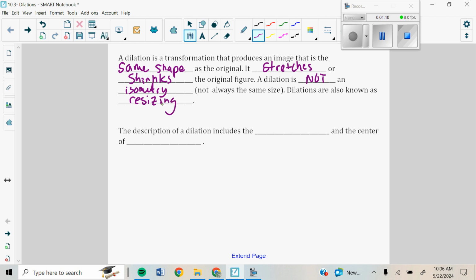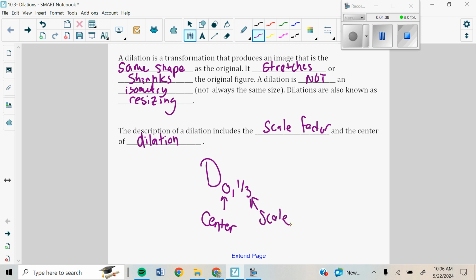All right, so the description of a dilation includes a scale factor and the center of dilation. So you'll see it say D, and then we would say O and then 1/3. That's an O, not a 0. This stands for origin. So this is your center. And then 1/3, this is your scale factor. So this is what we are timesing all of our points by. And that is going to tell us if it's going to shrink or if it's going to expand.